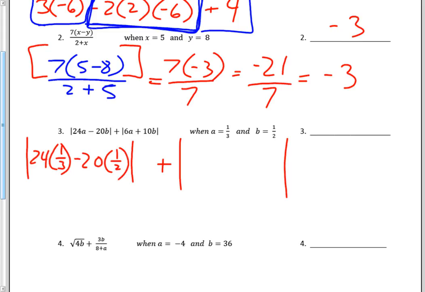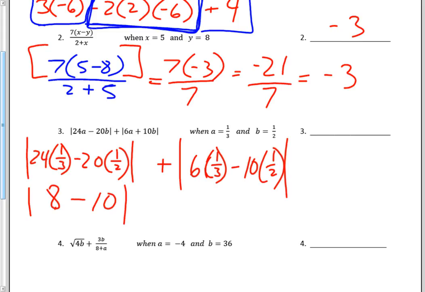Don't change these to decimals. You don't need to. It'll only cause problems. Put it into the calculator exactly how you see it. 24 times, parentheses, 1 divided by 3, parentheses. You will get, in this case, an exact answer. An 8 minus 10. That is negative 2.